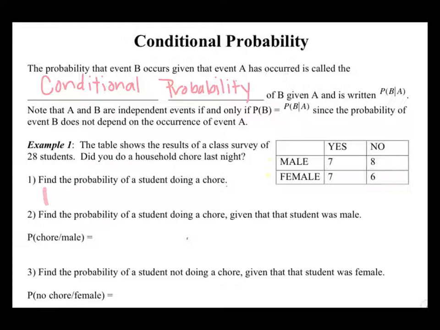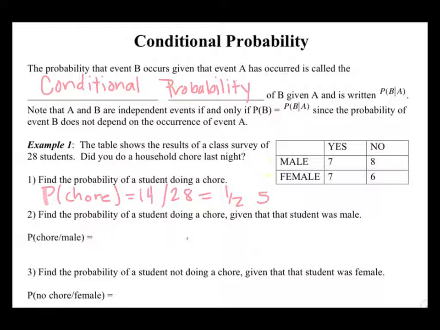So probability of doing a chore. That would be, yes, they did a chore. So we're going to add all the yeses, which is 7, out of the total number of people that they surveyed, which was 28. And 7 plus 7 is 14. So 14 out of 28 said yes, they did do a chore, which is 1/2 or 50%.